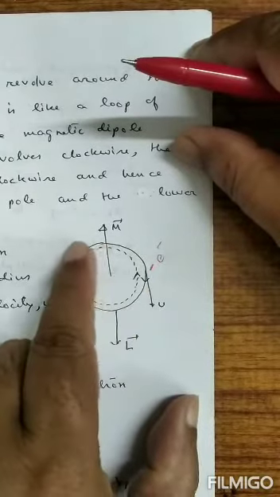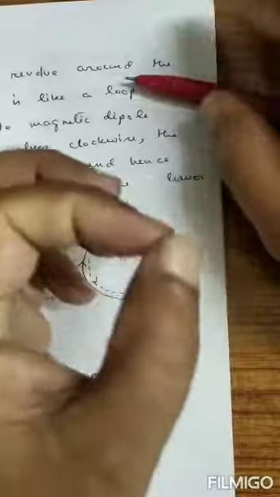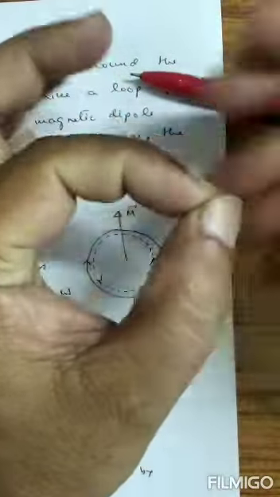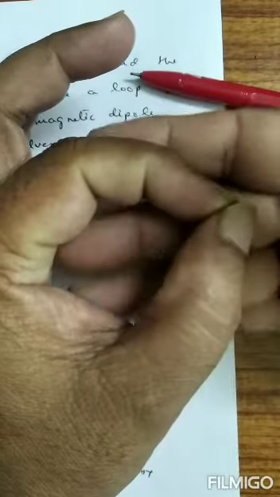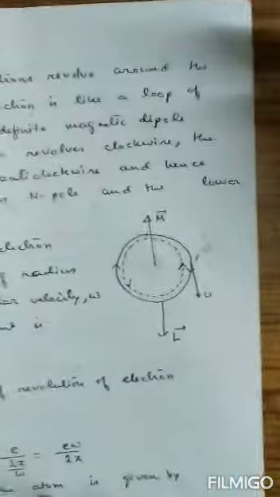Since the current flows in anticlockwise direction, this end acts as magnetic north. So if the current through this face is anticlockwise, it is north, and the opposite face acts as a south pole. A north pole and a south pole separated by a small distance is called a magnetic dipole.